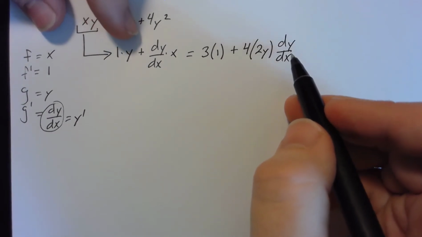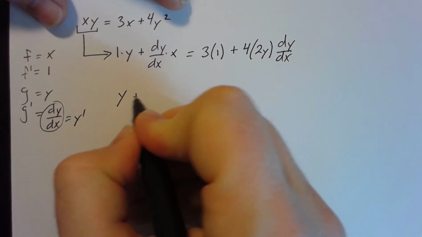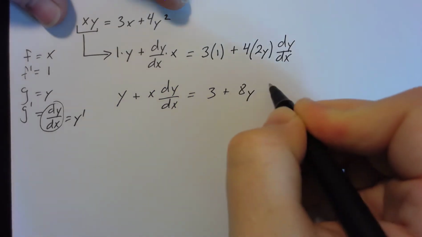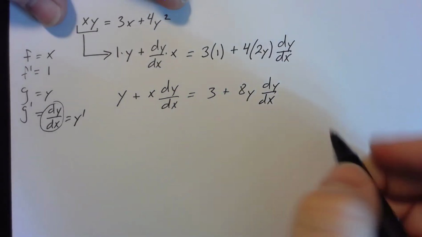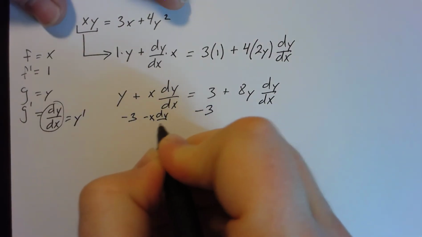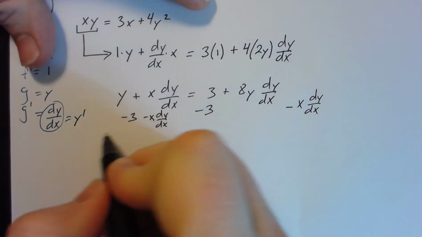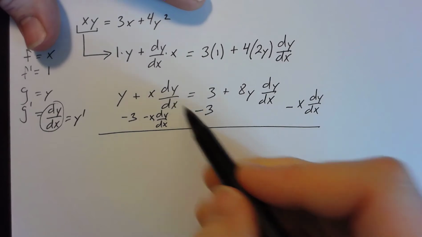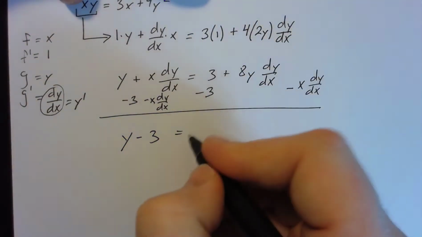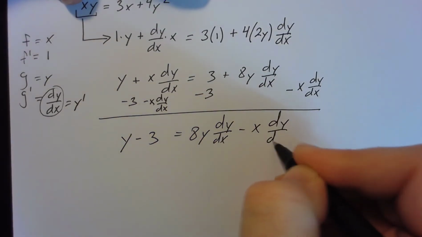My next step is to use algebra to solve for dy dx. In that case, I will go ahead and manipulate some of these things ever so slightly, making sure that they're a little bit clearer to work with. Again, all I did was simplify. The next thing I'm going to do is subtract this 3 from both sides, and I'm also going to subtract that x dy dx from both sides. Again, my goal in the end is to get dy dx all by itself. For me to do that, I have to move all my dy dx's to one side and everything that doesn't to the other. So this side is going to be y minus 3, while this side is 8y dy dx minus x dy dx.